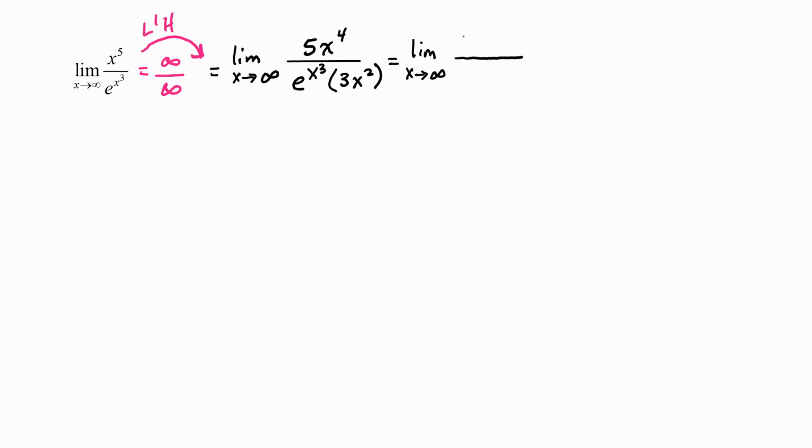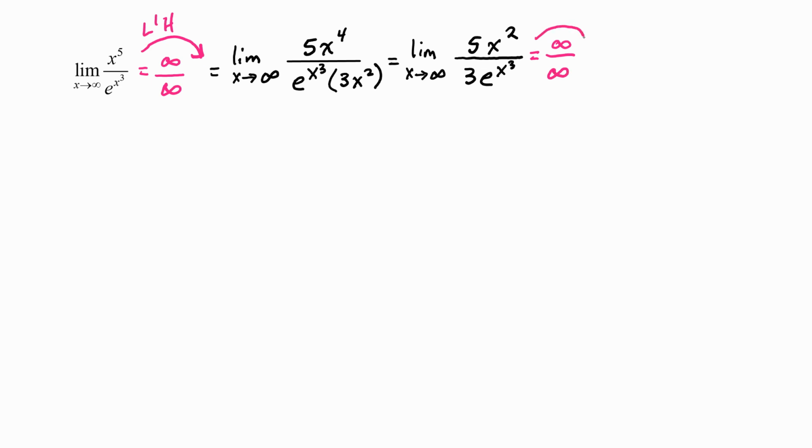In the numerator, we will end up with 5x squared, because the x squared in the denominator cancels out 2 of the x's in the x to the 4th. And then in the denominator, we will have 3 e to the x cubed. Now if we try plugging in with direct substitution again, 5 times infinity squared would be infinity, and 3 times e to the infinity cubed is also infinity.